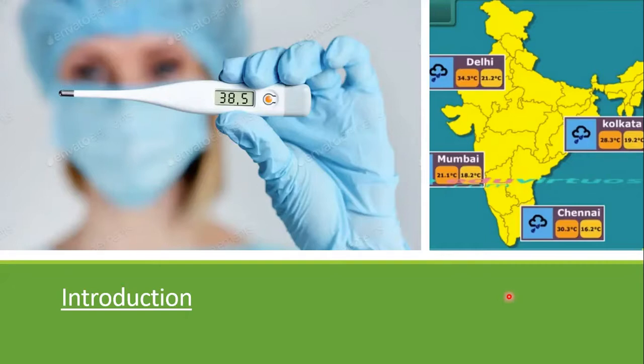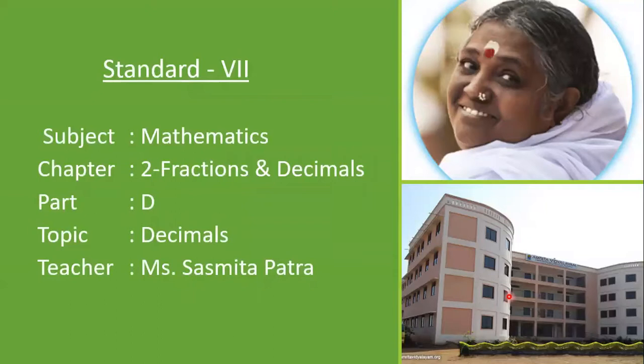Yes, the figures that you can see are known as decimals. And numbers such as 34.3, 21.2 and 38.5 are called decimal numbers. So today we shall discuss decimals. In this lesson, let us look at decimal numbers in great detail.